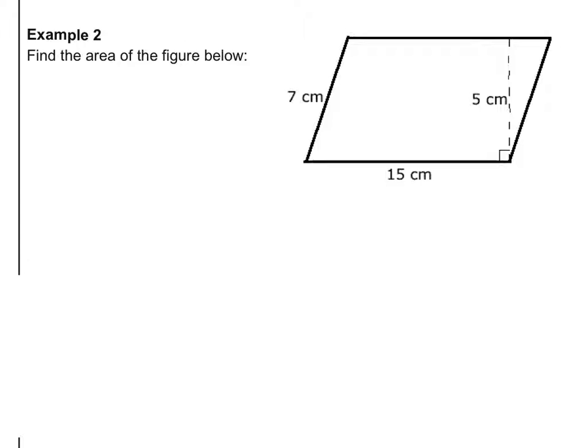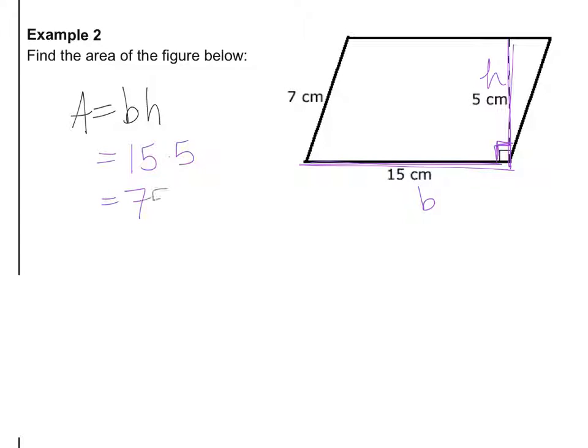In this next problem, we're trying to find the area of this figure, a parallelogram. So we're going to think about area equals base times height. I notice here that we have a right angle joining together the 15 centimeter piece and the 5 centimeter piece. We can think of 15 as our base and 5 as our height. So if we plug in, we have 15 times 5, or 75 square centimeters.